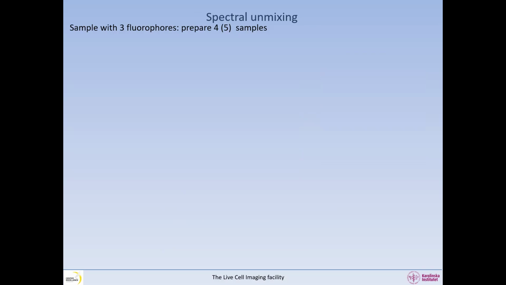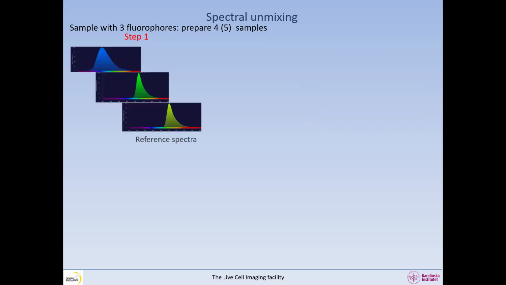The idea behind spectral mixing is that what we have to do is to tell the software where our fluorophores are. So the software, by applying an algorithm, is able to remove the fluorophore spectrum where it does not belong. And to do that, we need to extract the spectra from our sample.